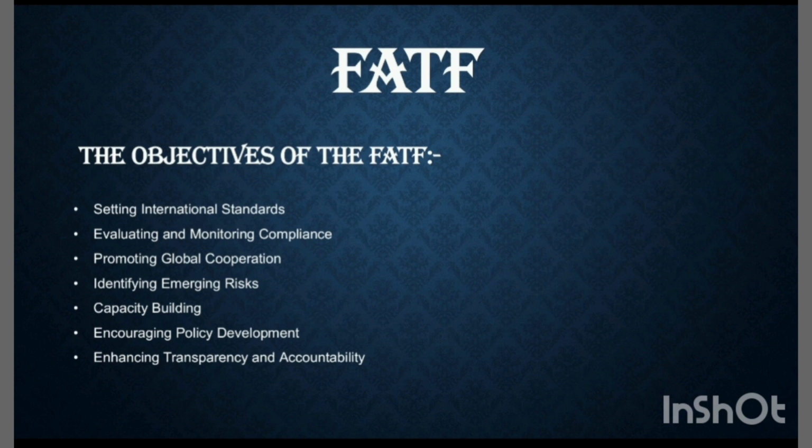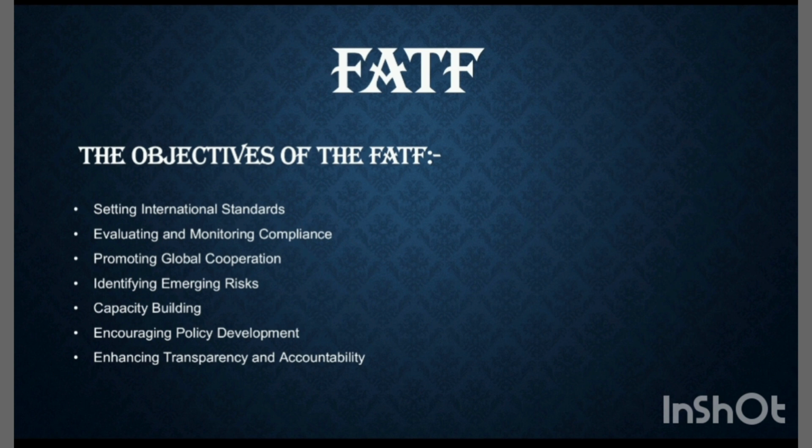The second is evaluating and monitoring compliance. The FATF evaluates and monitors the implementation of its recommendations by member countries and jurisdictions through a peer review process called mutual evaluations. This process assesses the adequacy and effectiveness of countries' AML regimes and identifies areas for improvement.